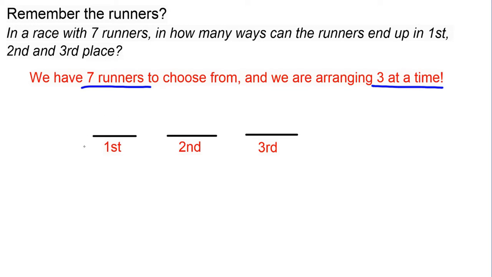How many runners can possibly finish first place? 7. Well, once somebody finishes first place, how many runners can finish second place? 6. There are now 6 runners that could finish second place. And then that leaves 5 runners for third place. And then the fundamental counting principle says if I multiply those together, that will tell me all the different ways that the runners could finish in first, second, and third place.